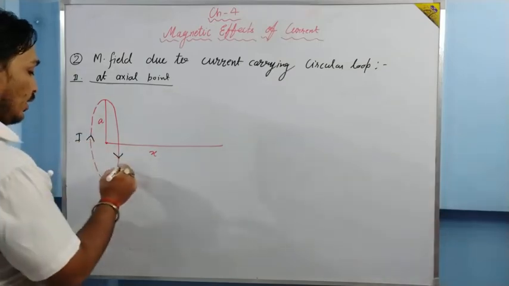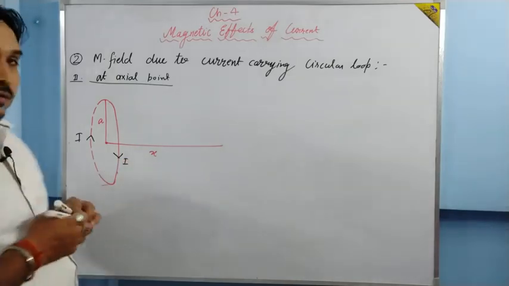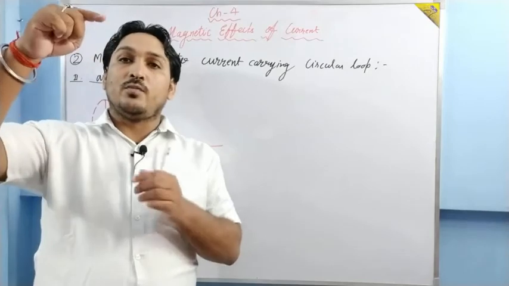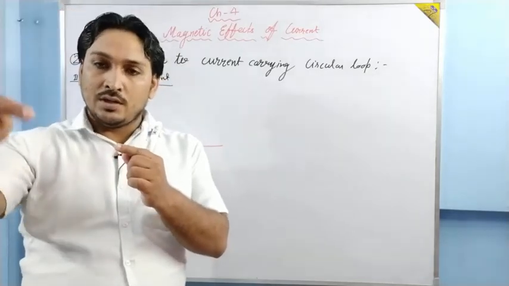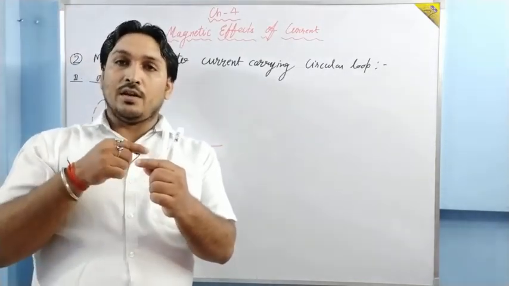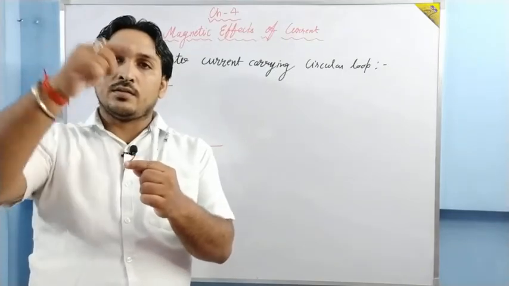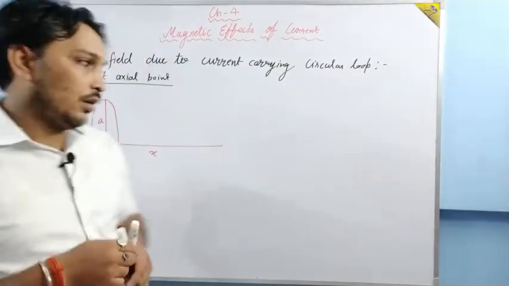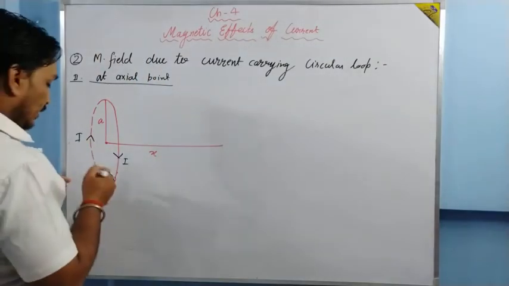Okay, the current is flowing in this manner. Are you getting it? From the highest point, the current is coming out, and at the bottom point, current is going in. So current is flowing like this. Is it clear? Current is flowing like this. Okay. At a distance, let this center be O.